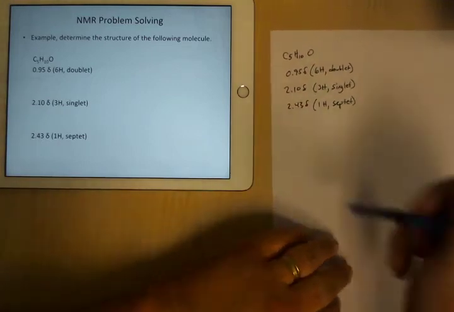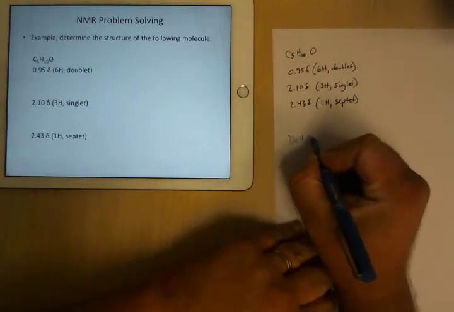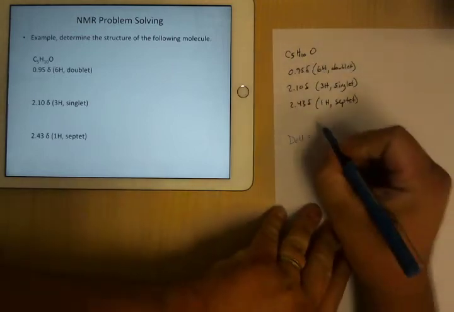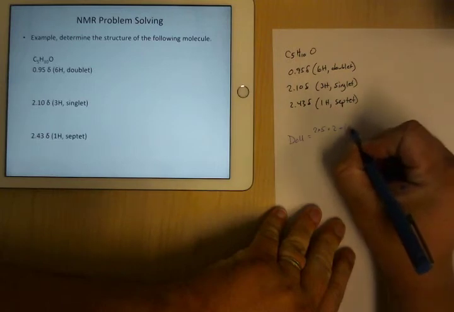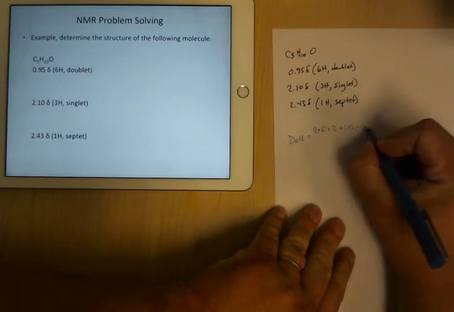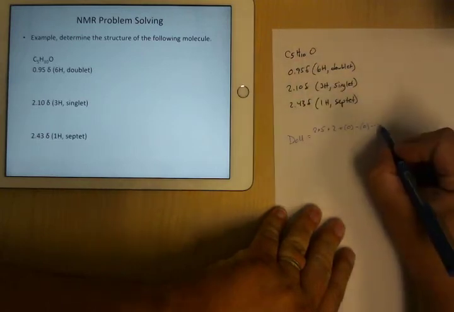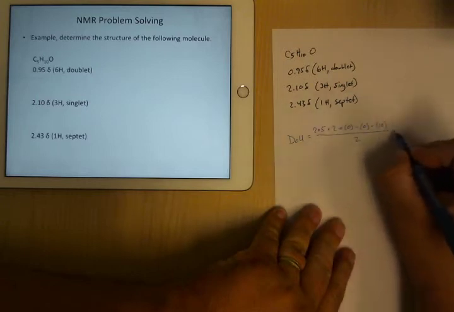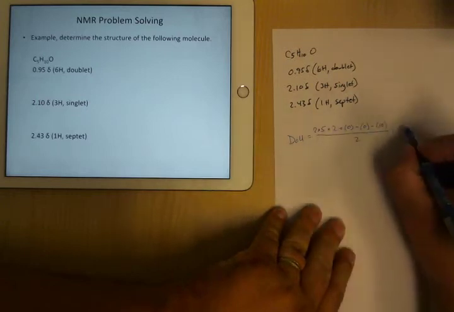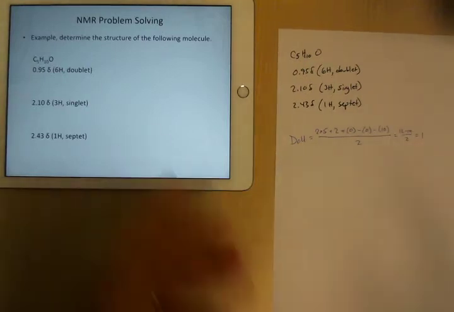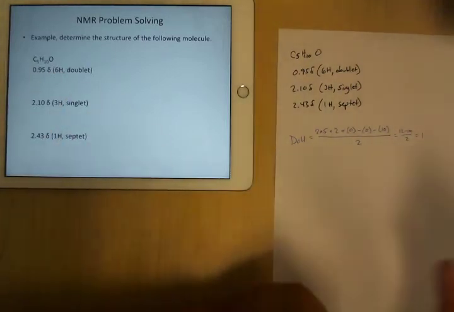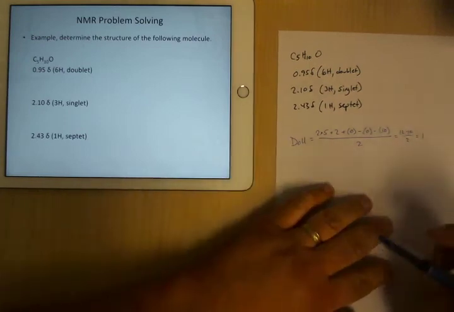Okay, so first things first, we're running a DOU. So it's 2 times 5 plus 2. We don't have any nitrogens. Don't have any halides. But we do have 10 hydrogens. So it's 12 minus 10, 2. This is going to be 1. So we have a ring or a pi bond. We just don't know which.